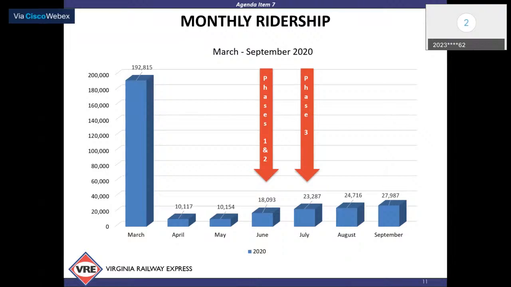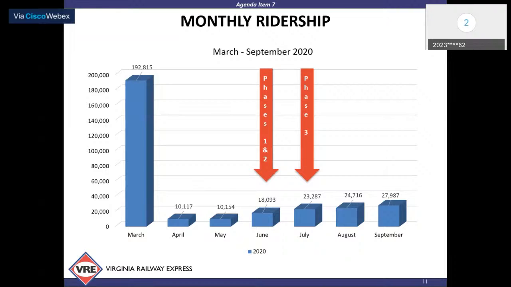As ridership continues to return, the continued emphasis on enhanced cleaning processes, social distancing, the wearing of face coverings, and hand hygiene remains paramount. We still observe a strong daily compliance of passengers wearing face coverings on board VRE trains and at our stations. VRE staff continue to work primarily from remote work environments, and we continue to maintain continuity of operations. For the month, you can see the trend in monthly ridership here as it slowly has increased, as you can see from the May-June timeframe.